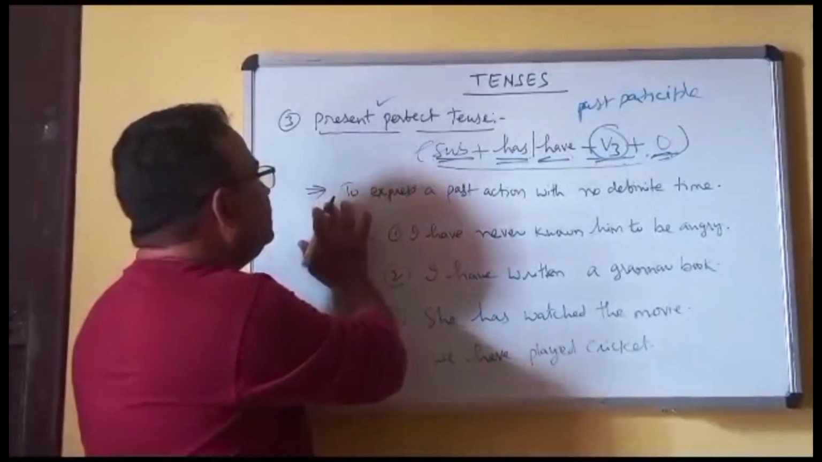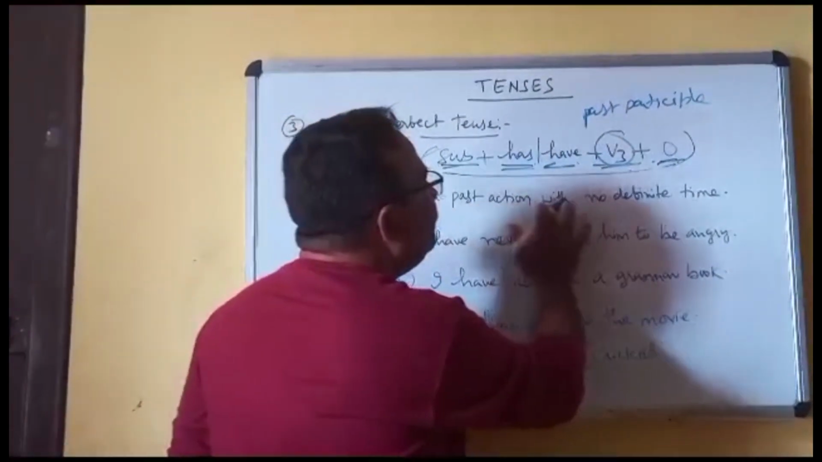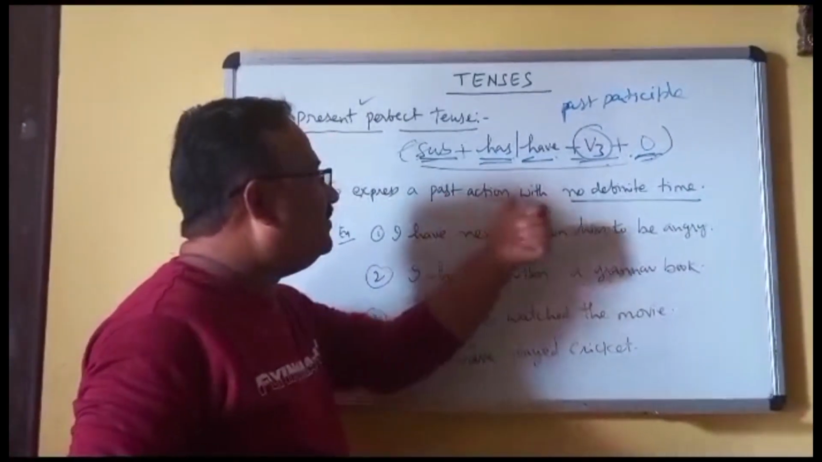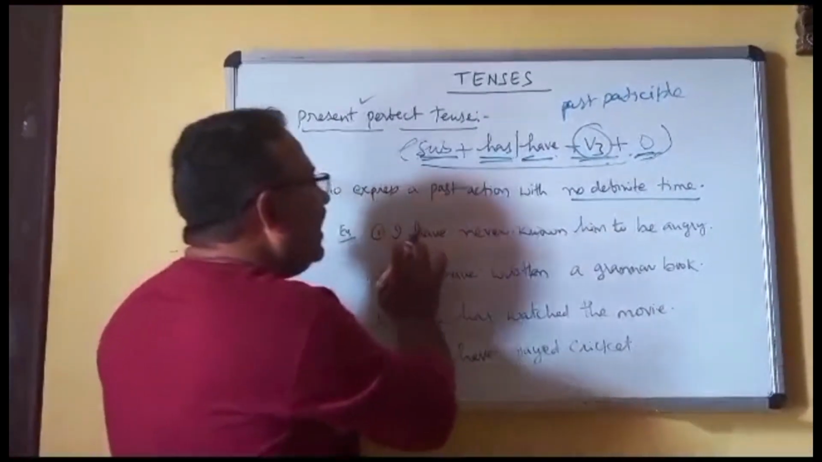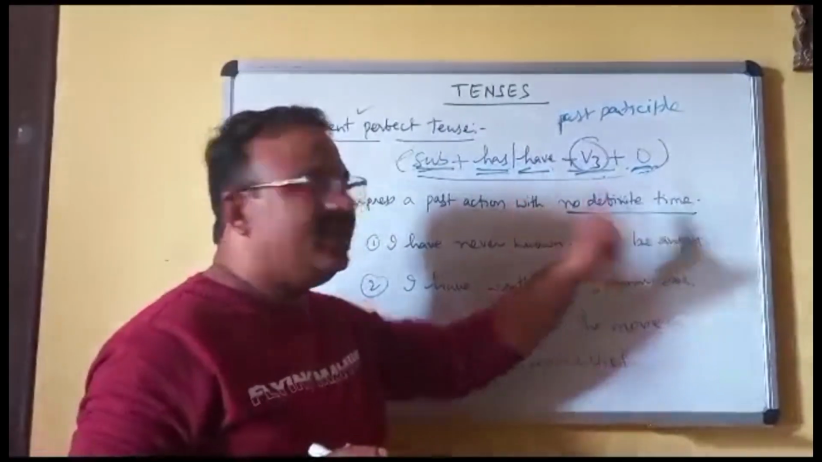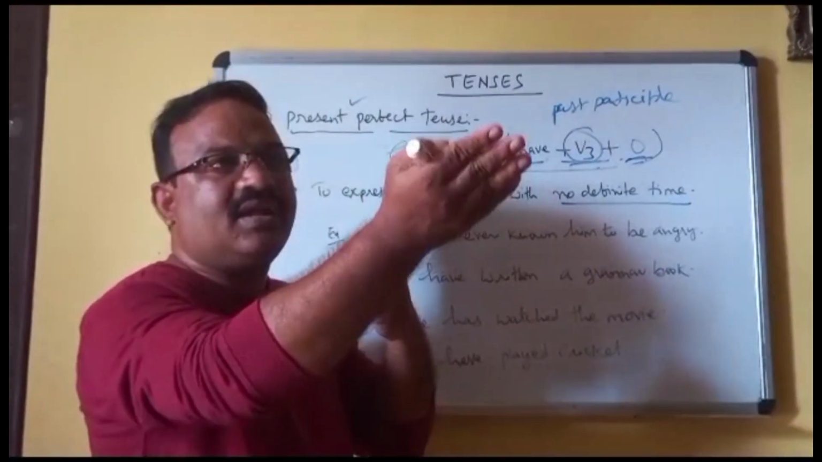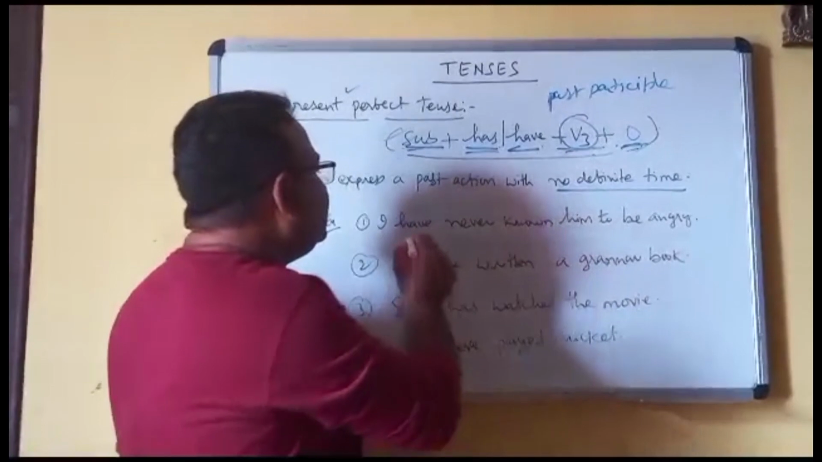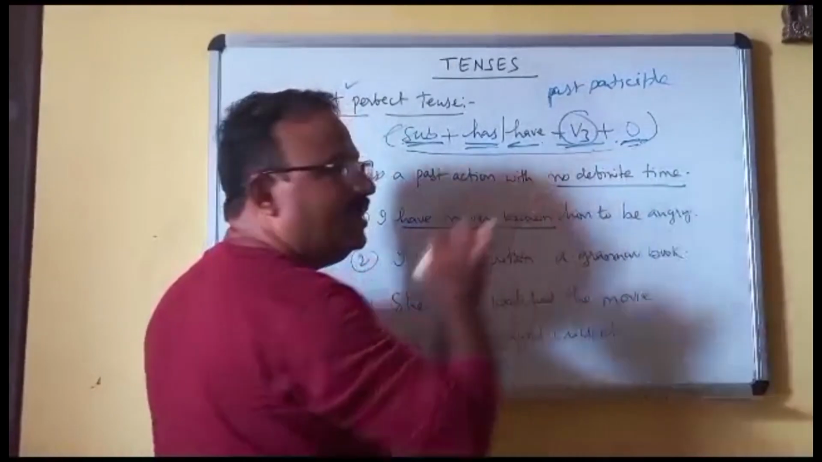Now, let us see the second condition. To express a past action with no definite time, no specific time. Let us see examples. I have never known him to be angry. That means I have never seen him as an angry person. So in this condition, you have to use present perfect tense.